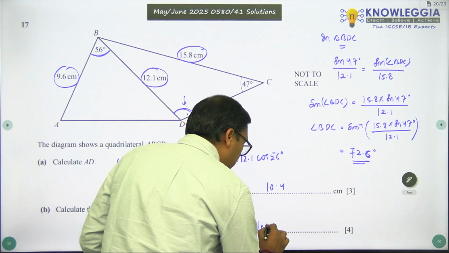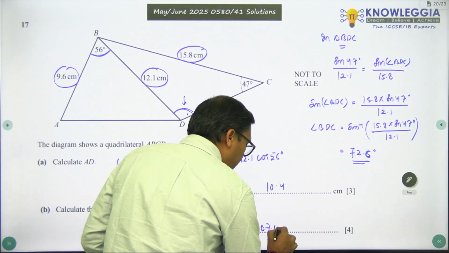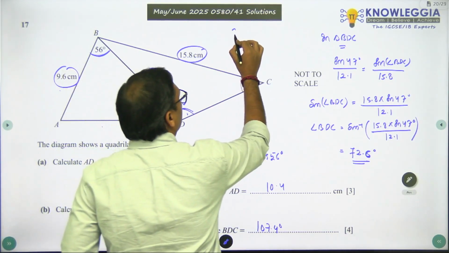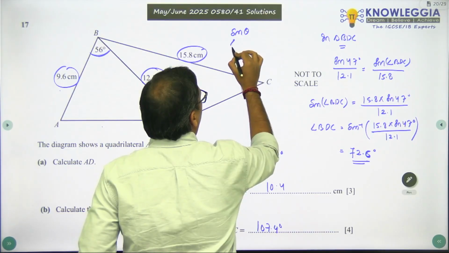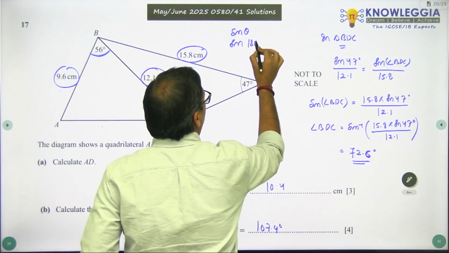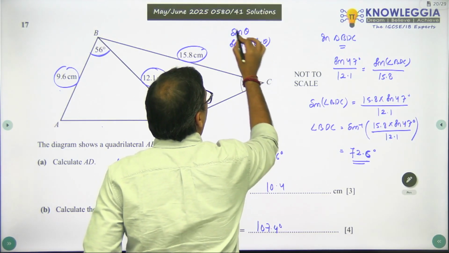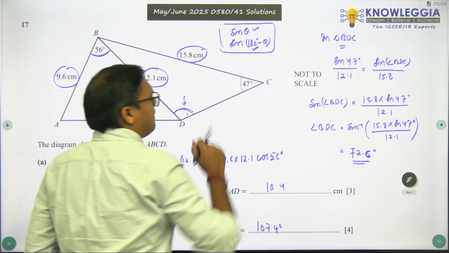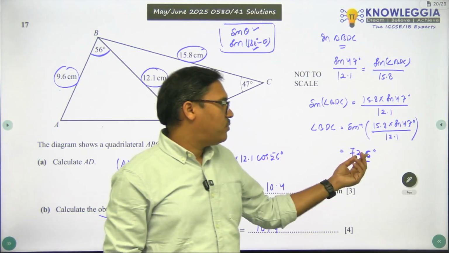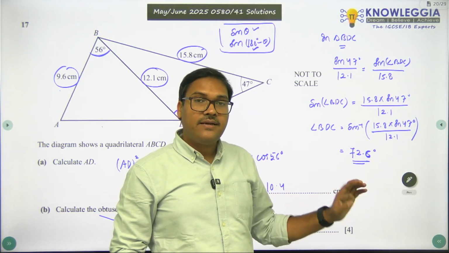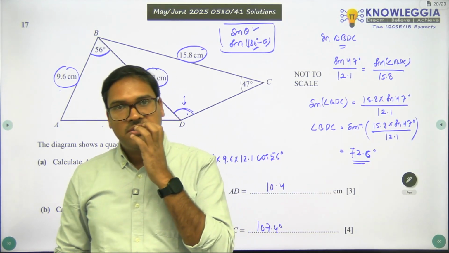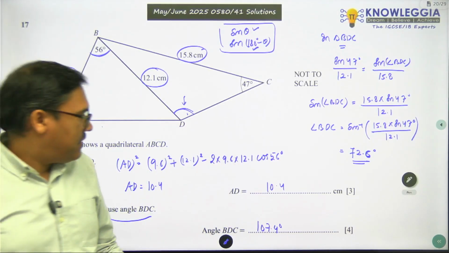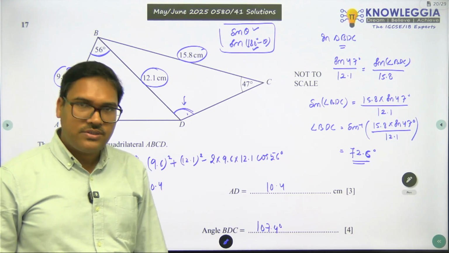So the answer we will say is 107.4 degrees. Always remember this: sine of theta and sine of 180 degrees minus theta are the same. That is, the sine of two angles whose sum is 180 is the same. So if one angle is 72.6 degrees, then the other angle is 180 minus 72.6 degrees. So what is the answer? This is 107.4 degrees. I hope this is clear.